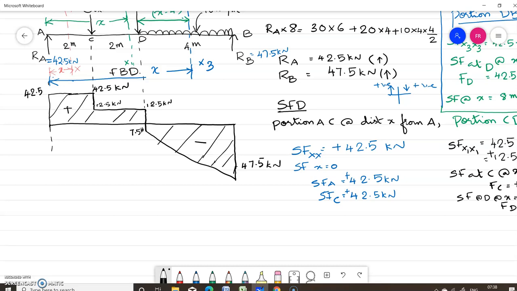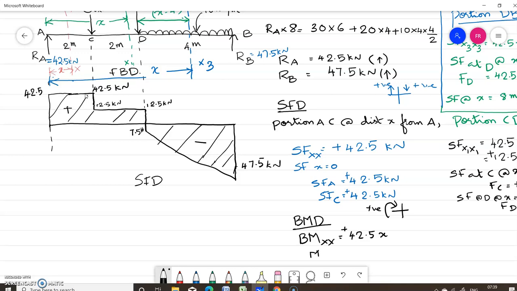Okay. Now here you can see that the shear force becomes 0 at this point D. So you can have an idea that at this point the bending moment will be maximum. Now we can draw the bending moment diagram. In order to draw the bending moment diagram, we have to write the equation for bending moment for portion AC. Bending moment at xx is equal to 42.5 into x. Now our sign concept is left clockwise is positive. So this value RA is producing a left clockwise moment, so it is positive. So plus 42.5 into x.